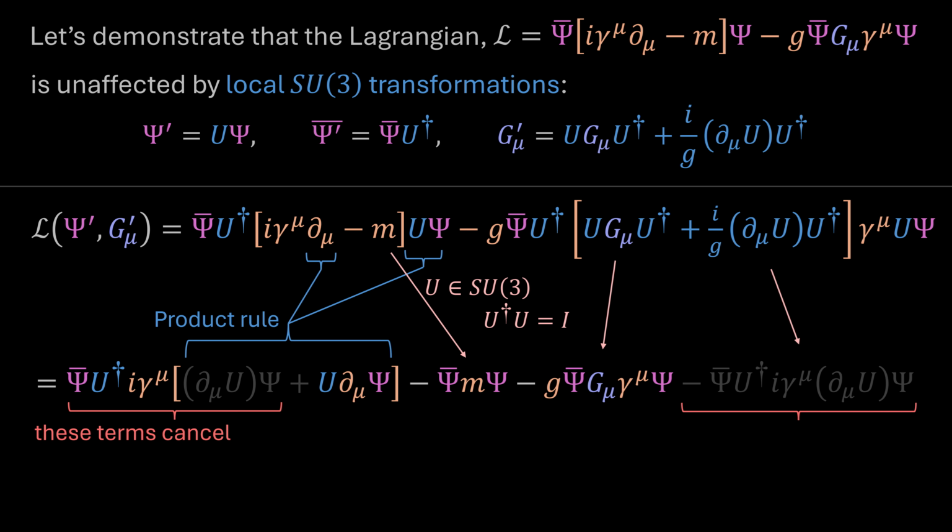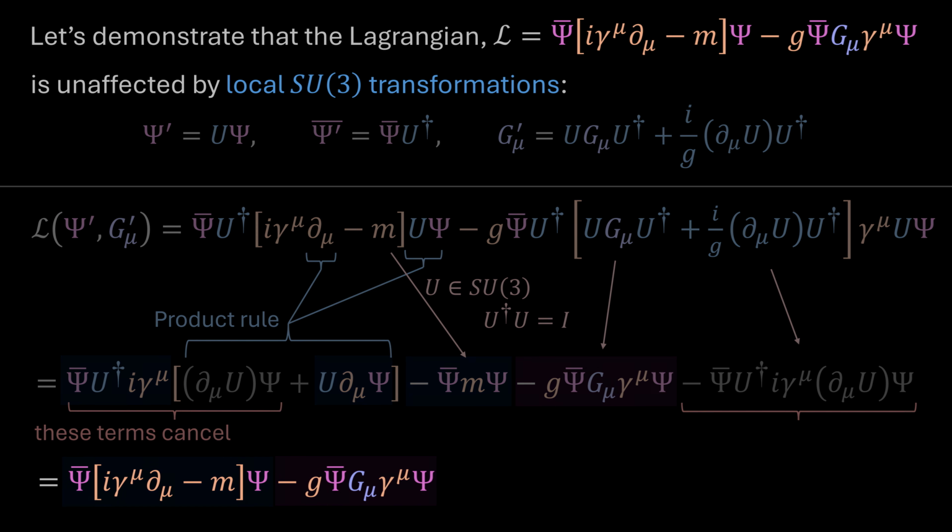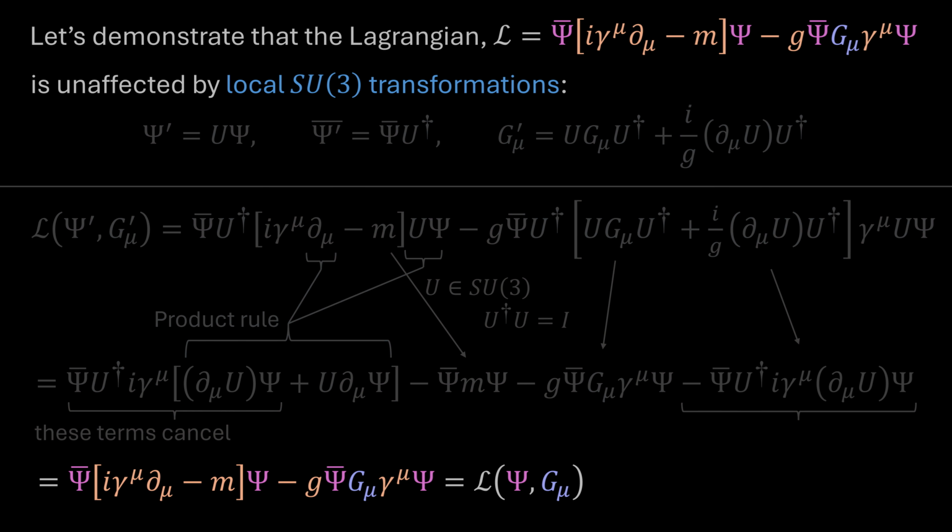All right, so now if we gather up everything that doesn't cancel out and go ahead and write it like so. But wait a minute, look at what we have here. This is exactly the same Lagrangian we started out with. There's no difference whatsoever. And so yes, the Lagrangian is the same as before.